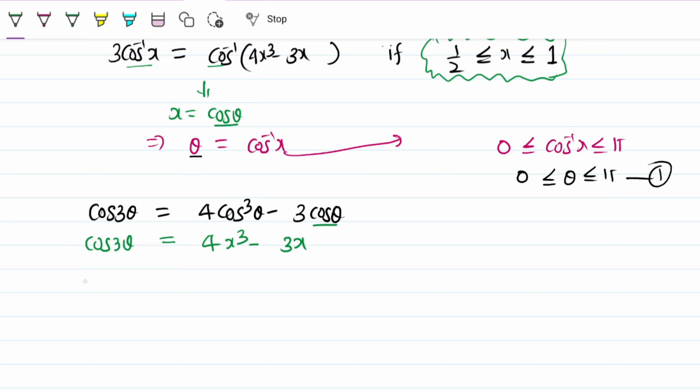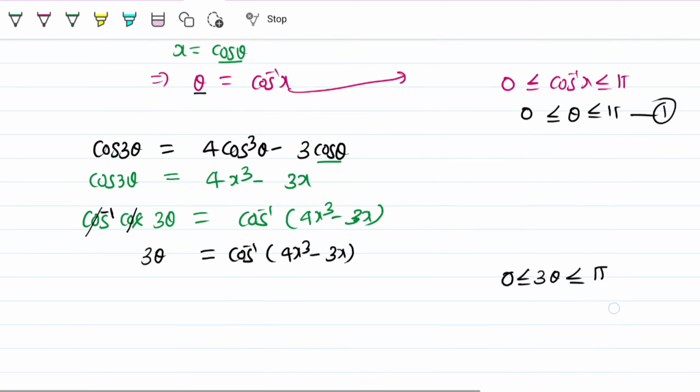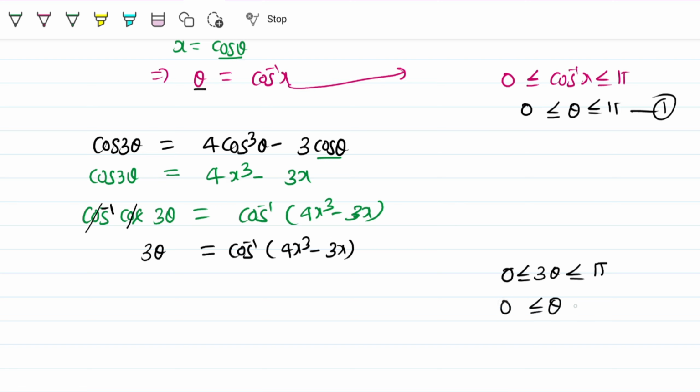Now if I apply cos inverse on both sides, cos inverse cos 3 theta is cos inverse (4x cube minus 3x). Cos inverse cos can be cancelled and you can write 3 theta only if the angle is within the principal branch of cos inverse, which is 0 to pi. So 3 theta equals cos inverse (4x cube minus 3x). And then from here, theta is 0 to pi by 3, and theta means cos inverse x.